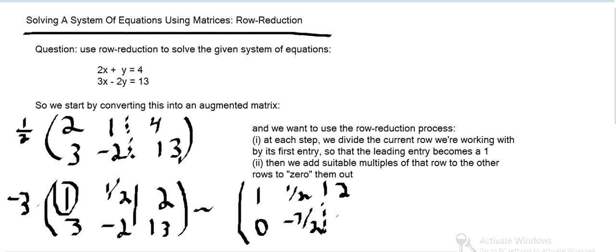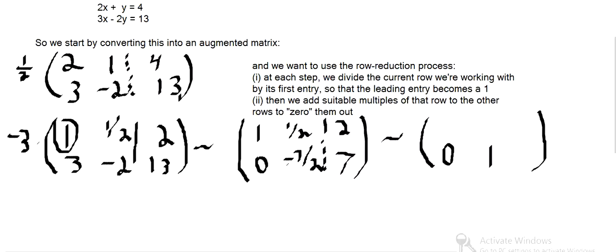Great, so we've taken care of that first column, and now we want to do the same with this second column. So we're going to work with the second row, and we're going to divide it by the first nonzero entry of the second row. So we're going to divide this by minus 7/2. That gives 0, 1. Then we take 7 divided by minus 7/2. That's going to be minus 2. Just doing that arithmetic quickly, and then we'll keep the first row the same for now.